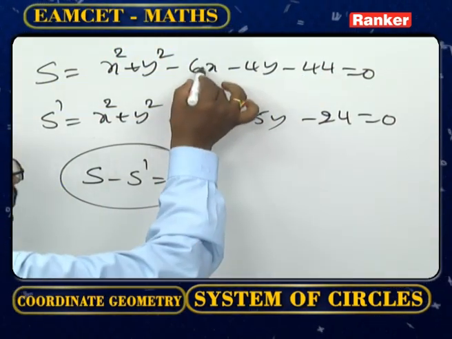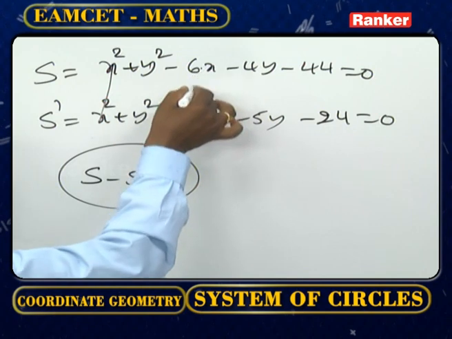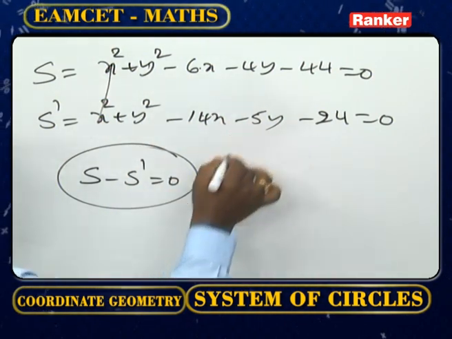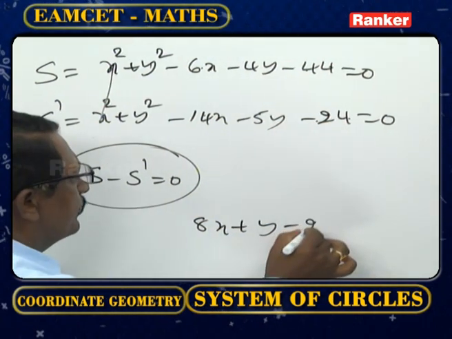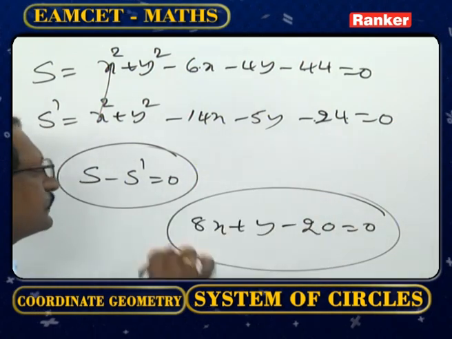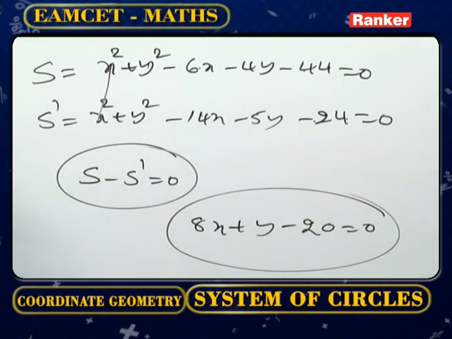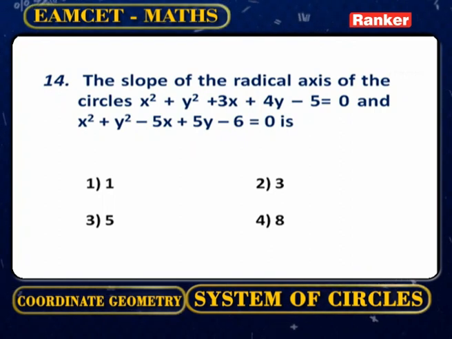From the first equation subtracting the second, the x square and y square terms get cancelled. Now 8x + y - 44 - 24... that gives 8x + y - 20 = 0. Fourth option. The radical axis of the circles x^2 + y^2 + 3x + 4y - 5 = 0 and x^2 + y^2 - 5x + 5y - 6 = 0.